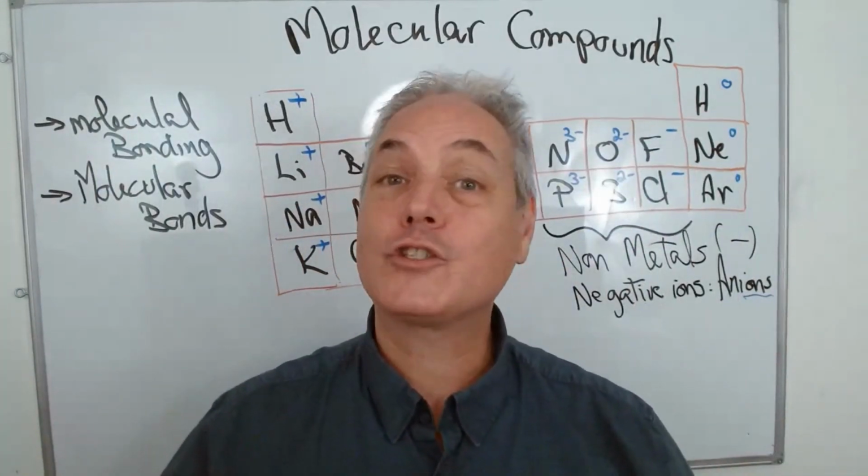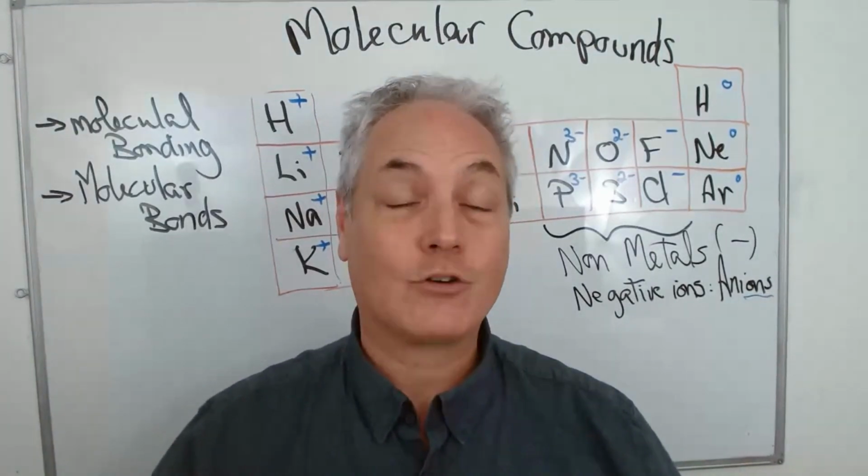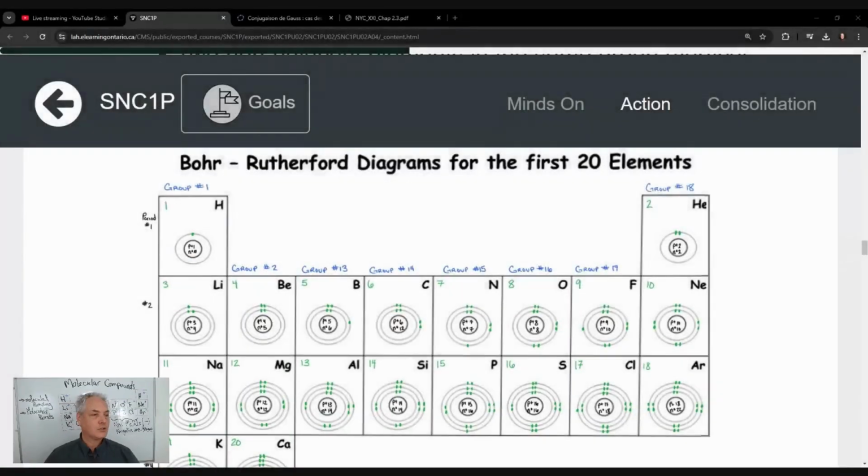Let's see if we can review some of the work we did with the Bohr-Rutherford diagrams in the past. Here we have Bohr-Rutherford diagrams of the first 20 elements. If you have not seen my video on ionic compounds, please go and see it. That was the one published just before this one. We know that ionic compounds are made of metals and non-metals. The difference with molecular compounds is that they are made of non-metals.